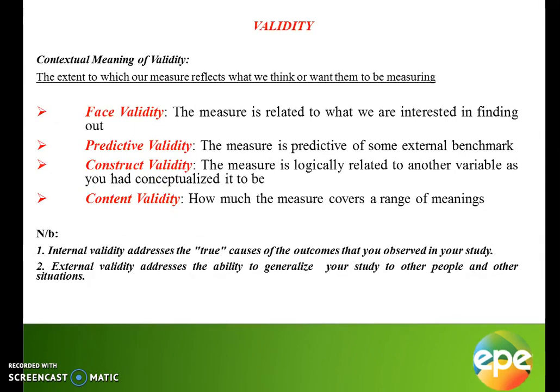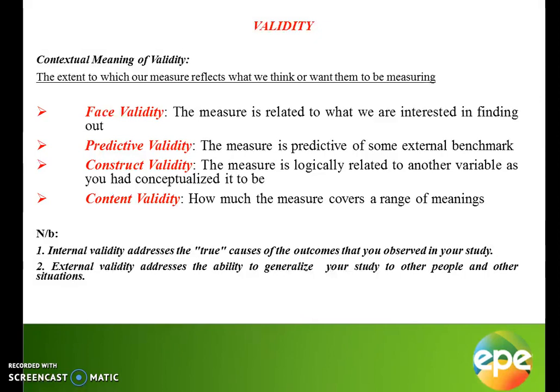Validity. We have 4 types of validity. Face validity, which is related to what we're interested in finding out. Predictive validity, which is a measure of prediction of some external benchmark. Third one, construct validity, which is logically related to another variable. And finally, content validity. How much does the measure cover the range of meanings we have?